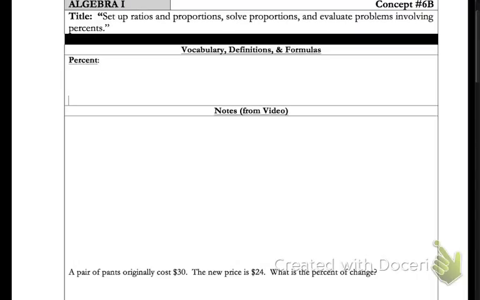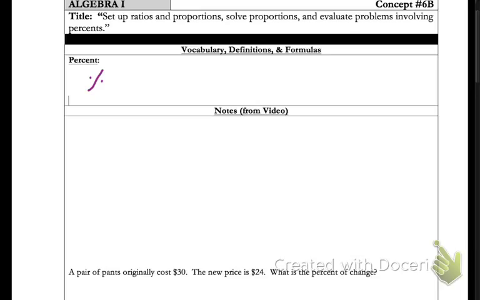Ratios. Ratios are a comparison of two numbers. And proportions are a comparison of two ratios. So what's a good fit for both of these items? Well, it actually sits in this symbol called a percent.